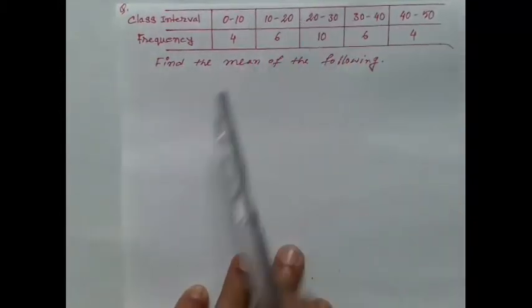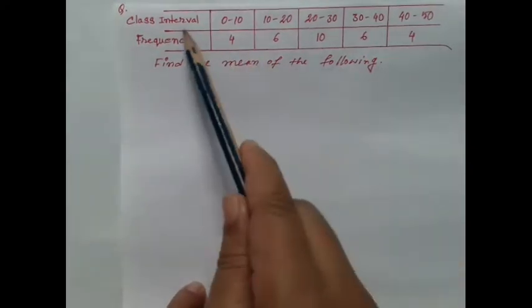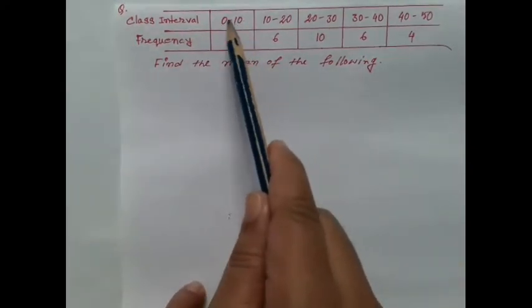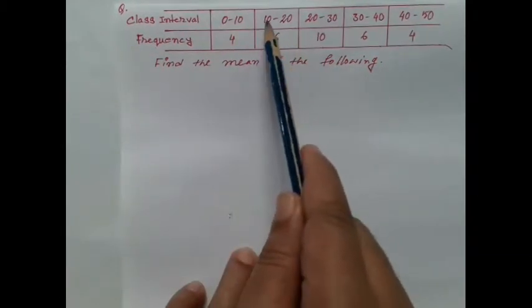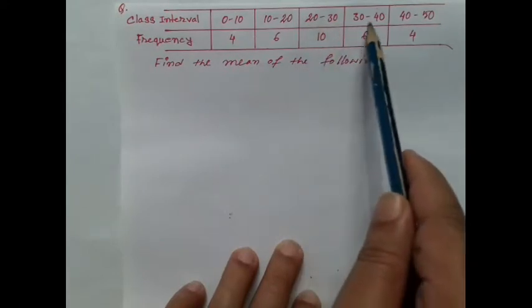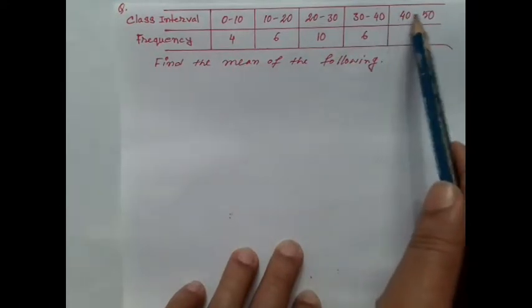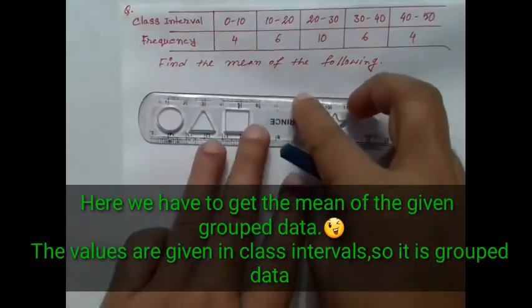Okay, now we have this problem: a table is given and we have to find the mean. Here we can see that the class intervals are given: 4 values lie between 0 to 10, 6 values between 10 to 20, 10 values in the interval 20 to 30, and 4 values between 40 to 50. So this is called grouped data. Let's see how to get the mean for grouped data.